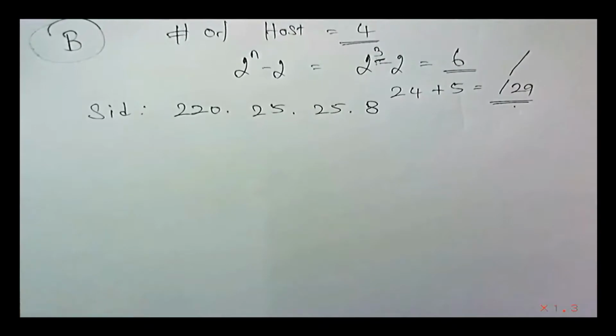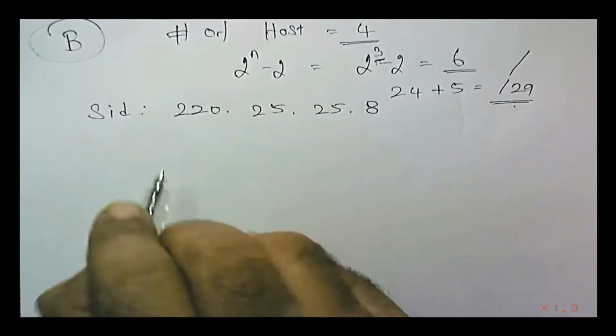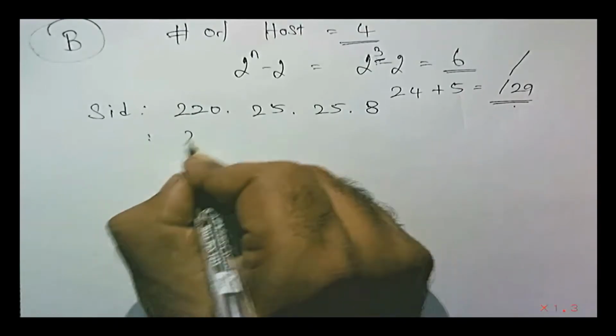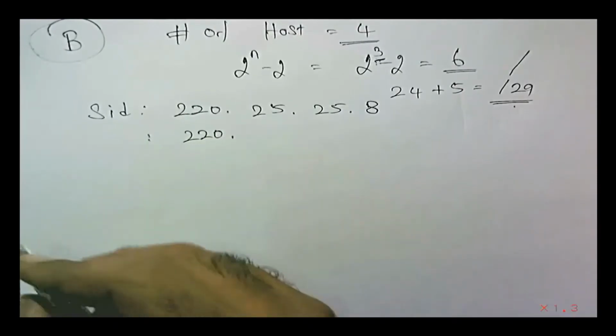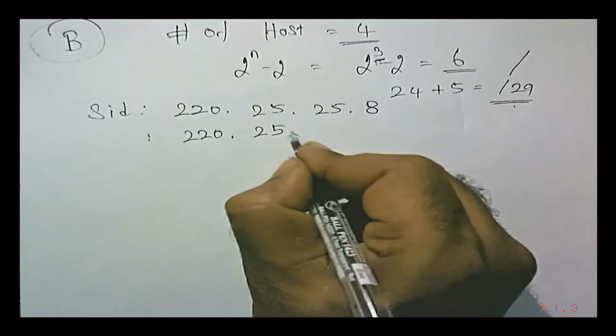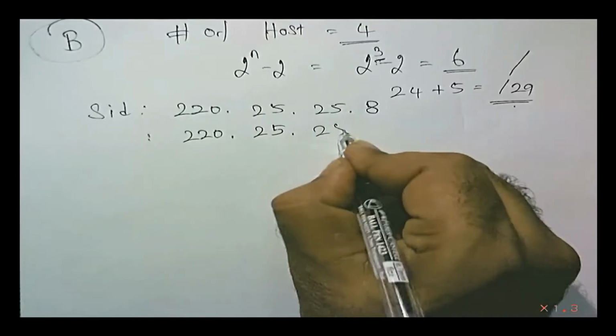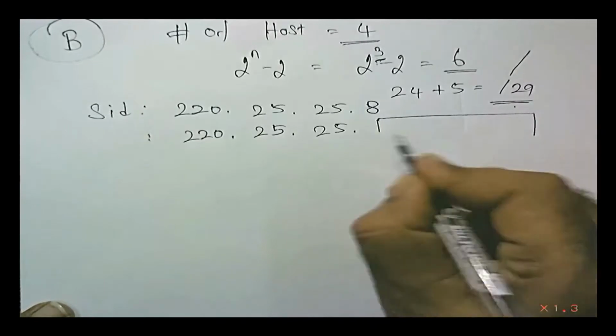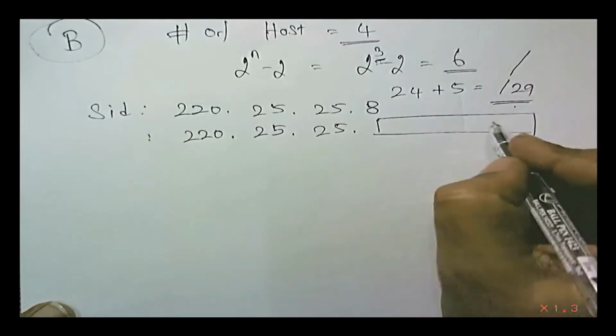Now let me convert this into octet format. First it is 220. We are not going to do any change there. Second part it is 25, no change. Third octet also has no change. But if you go for the fourth octet, we need 3 bits for the host.